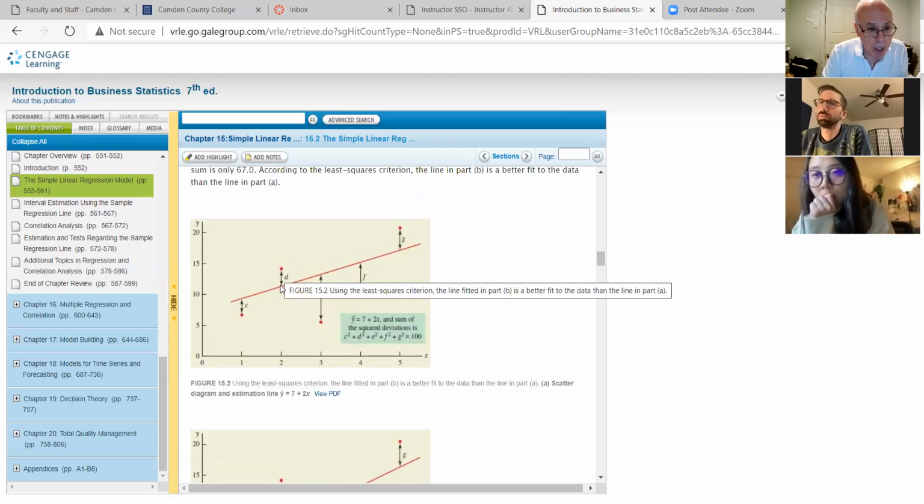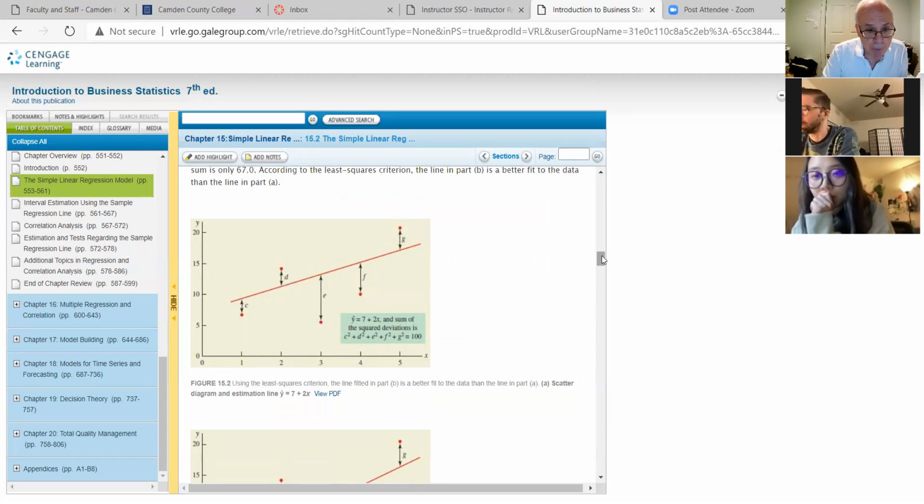Remember, residual is the vertical distance from the point to the line. Any points below the line, the residual is considered negative, and any point that's above the line, that distance is considered to be positive.